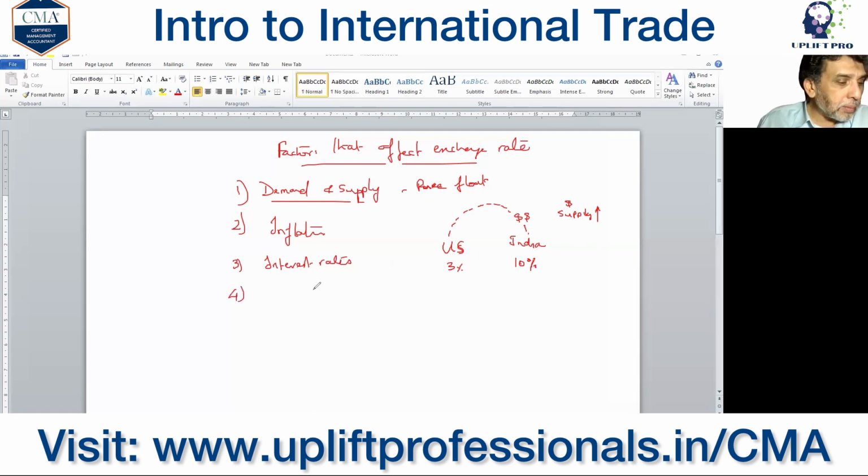Then comes future expectations. Suppose the public has future expectations on a certain currency, that the euro is going to increase in price.